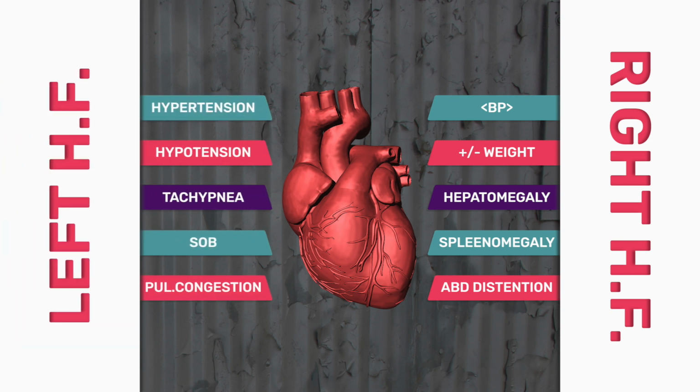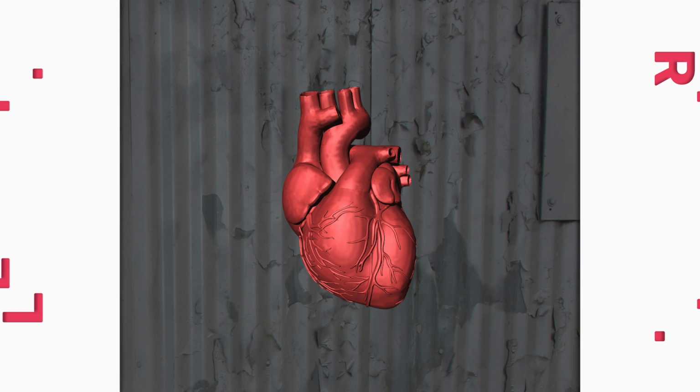And your left-sided heart failure, the clinical symptoms would consist of things such as hypertension from increased volume or low blood pressure from pump failure. Also tachypnea, shortness of breath from pulmonary congestion that could have crackles in the lungs would be your assessment finding. With left-sided heart failure, think lungs, and right-sided heart failure, think systemic, to keep it straight.